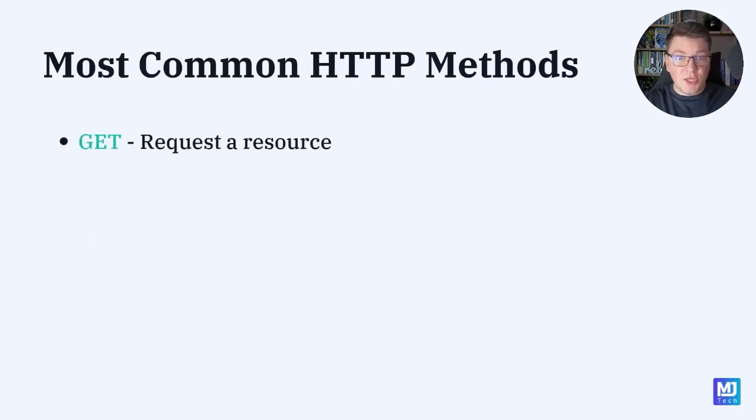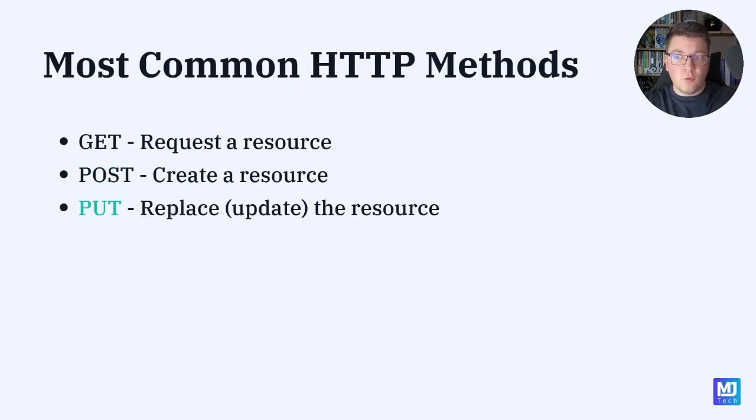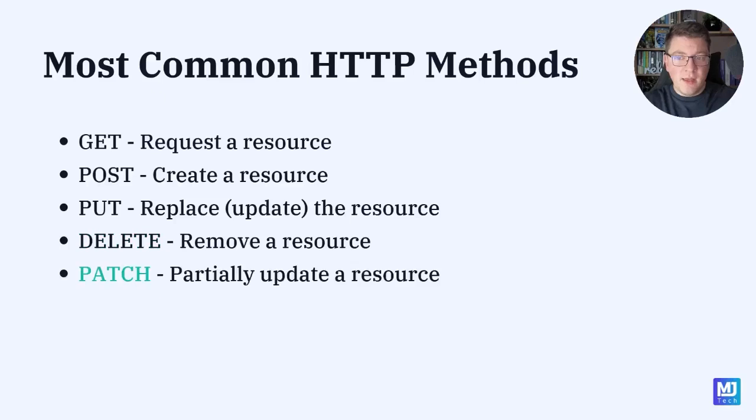We use the get HTTP method when we want to request a resource from the REST API. We use post for creating a resource. We use put for updating a resource, where the update in this case is a complete replacement of the resource on the server. This is a bit different from patch, but more on that in a moment. We have the delete HTTP method when we want to remove a resource or delete it, and then we have patch, which is meant to be used for partial updates on a resource.